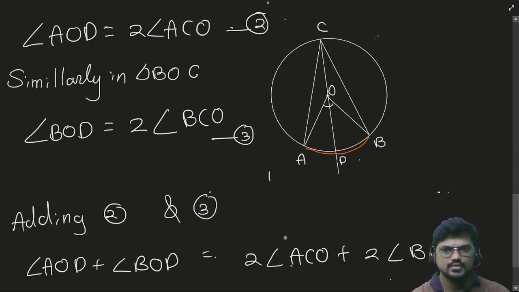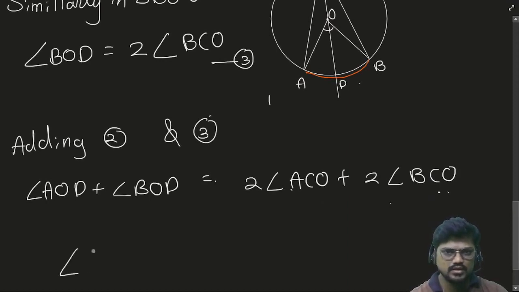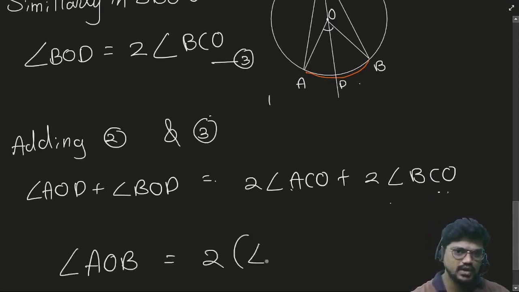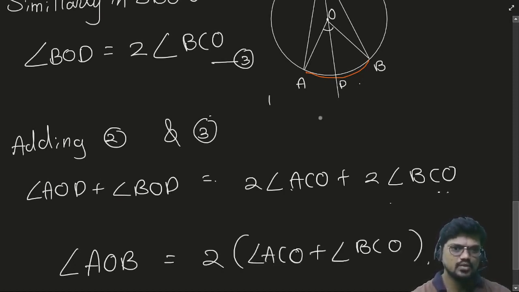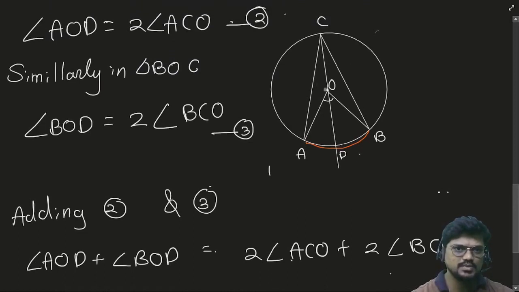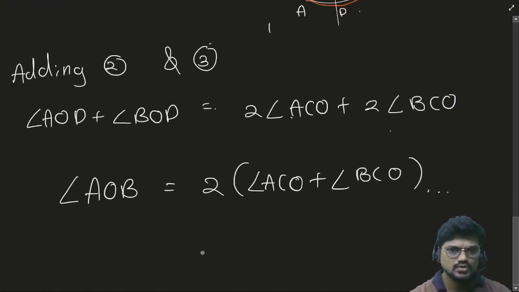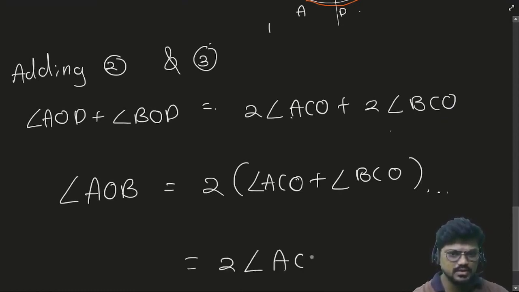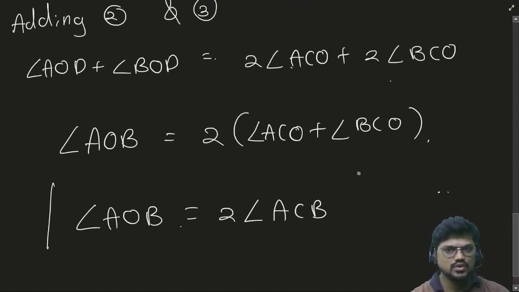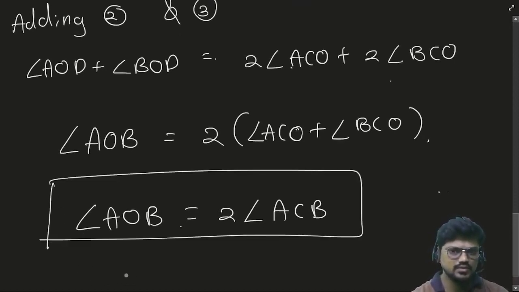So this will be equal to angle AOB, and twice of angle ACO plus angle BCO. What is angle ACO plus BCO? ACO plus BCO will be ACB. Yes or no? So that will be equal to twice of angle ACB. That is, angle AOB equals twice of angle ACB. So this is your proof, and you can write over here, hence proved.